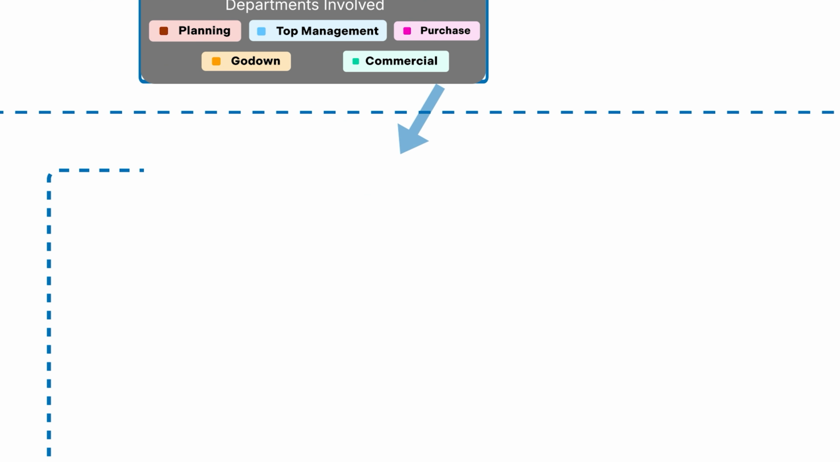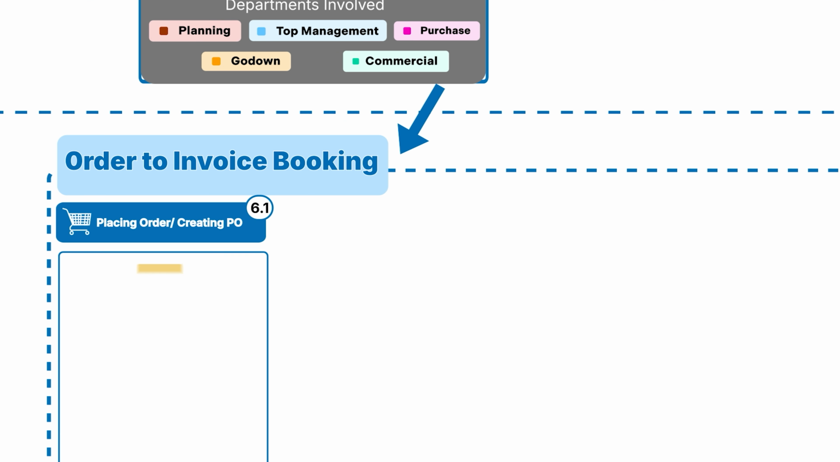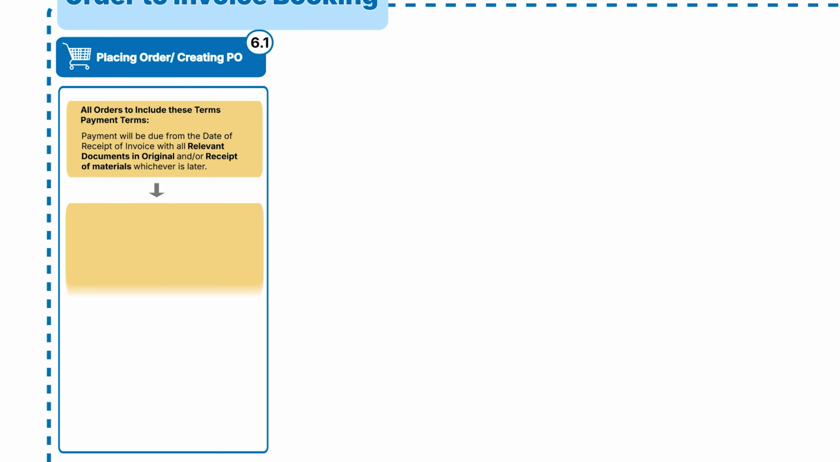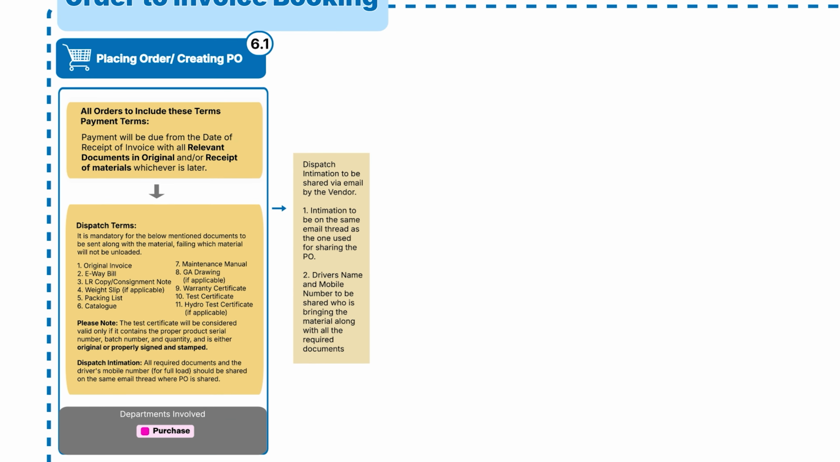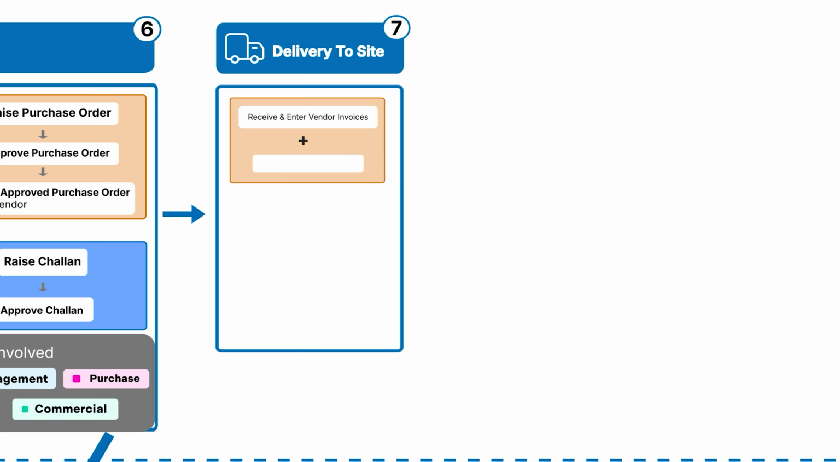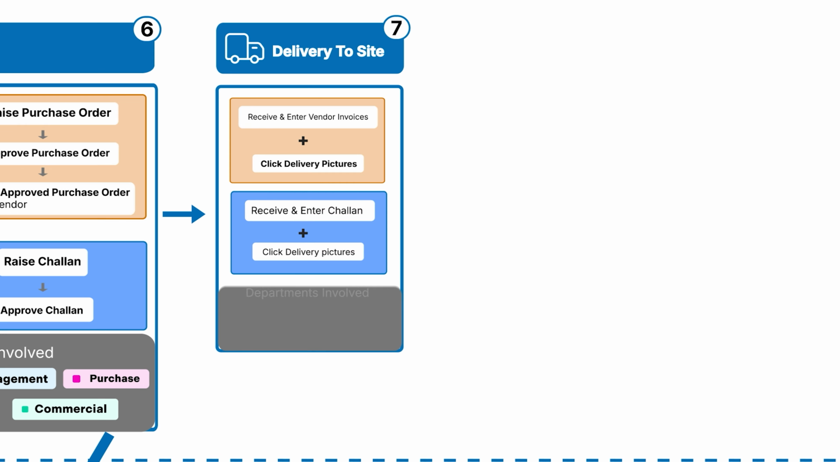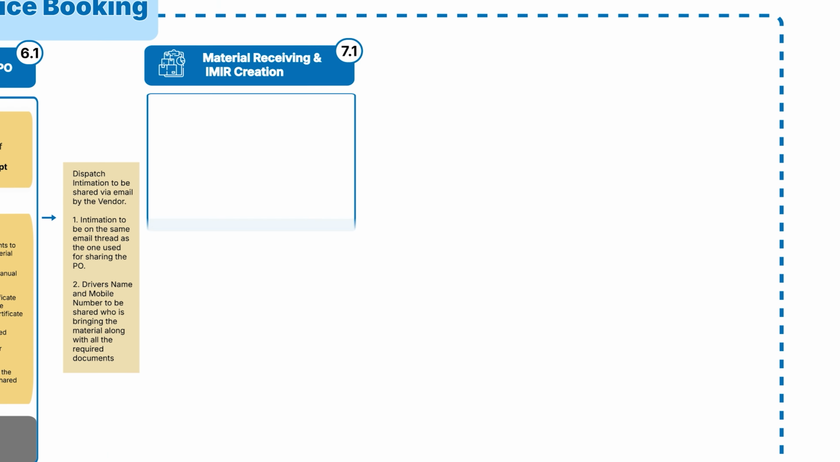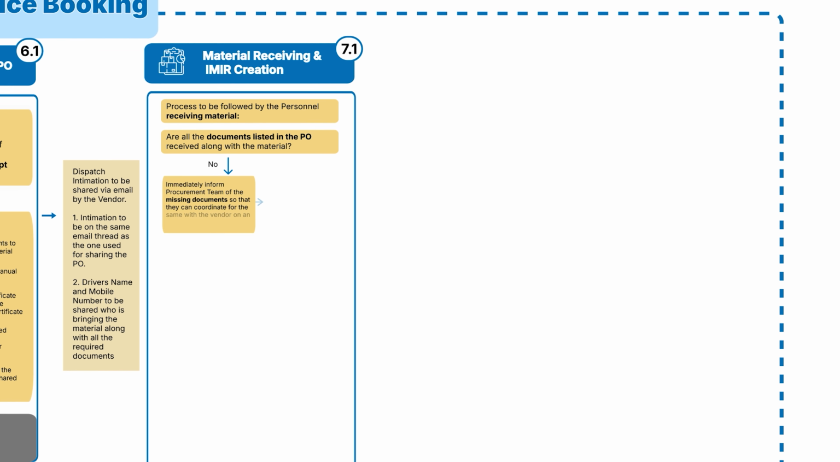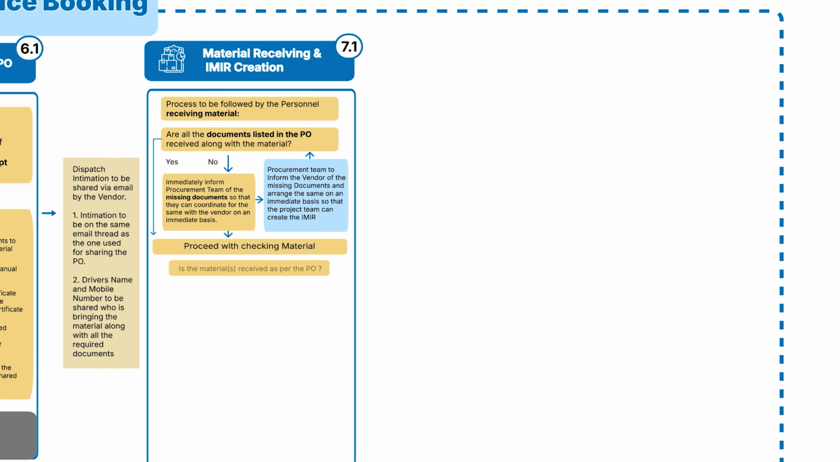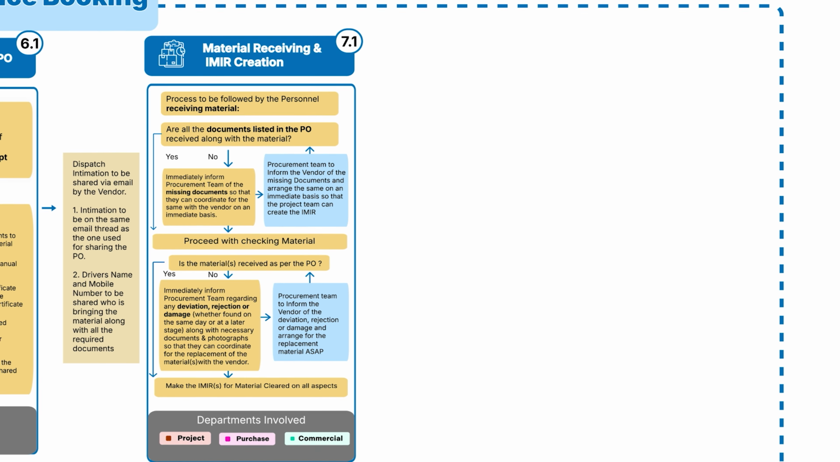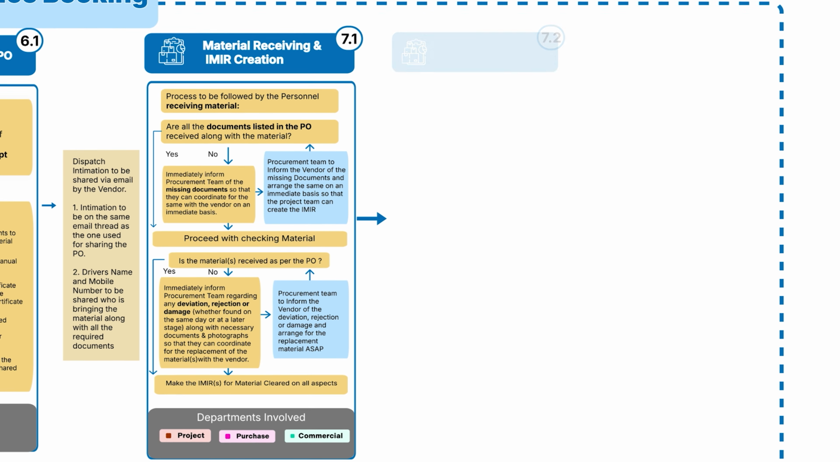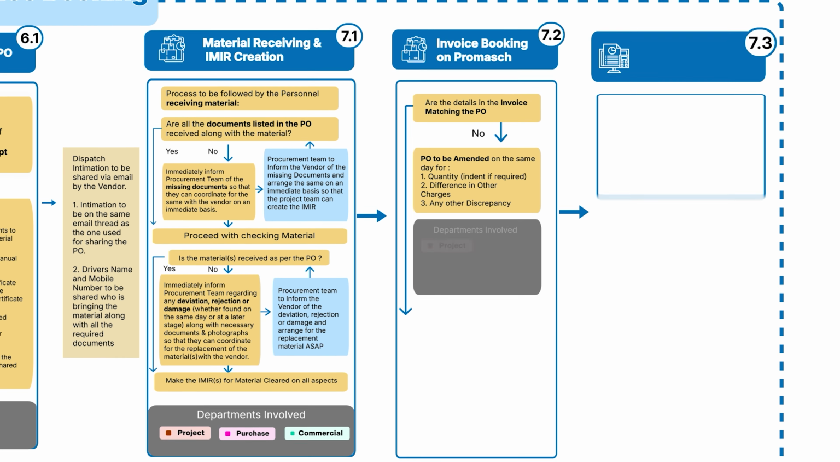Vendors are given a very well-defined set of instructions so that the material is received in an orderly manner with the correct set of documents like warranty certificates, test certificates, weight slips, and O&M manuals. When materials arrive, the project's team receiving the material checks it for quantity, quality, and complete documentation. In case of any discrepancy, the procurement team is immediately alerted to coordinate with the vendors for corrections. Delivery photos are taken, and incoming material reports are created. Vendor invoices are then booked in Promash.